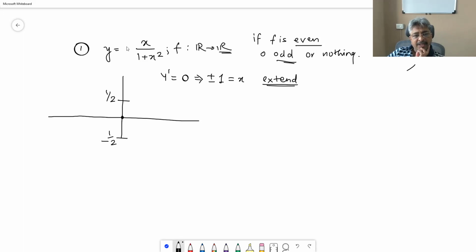We can say limit x tends to plus infinity. If limit x tends to plus infinity, what is the value of y? You divide everything by x square and y becomes 0. So as x tends to infinity, your curve is going to be like this, positive. X tends to positive infinity, y tends to 0 plus. If x tends to minus infinity, y tends to 0 minus. So it is like this.